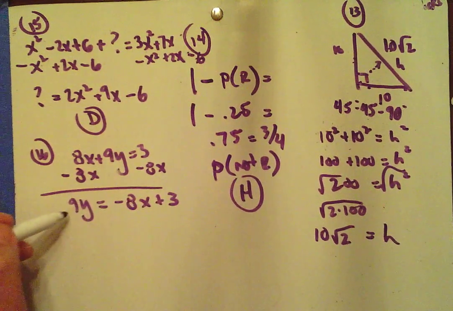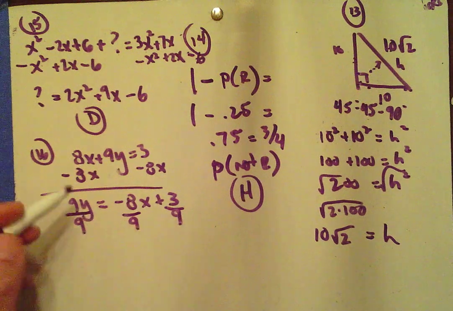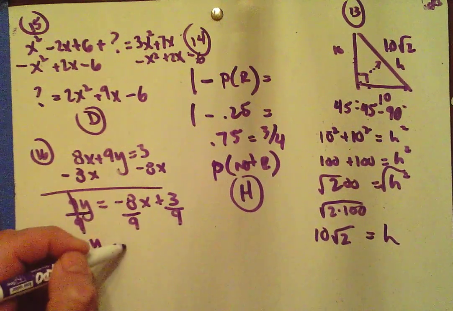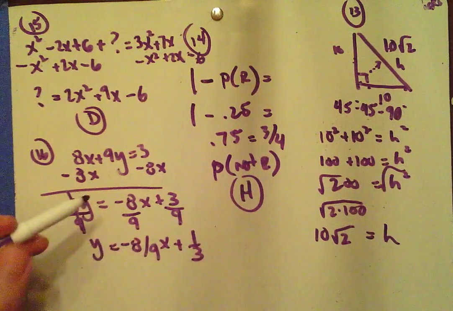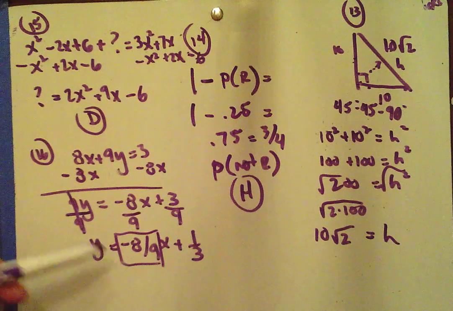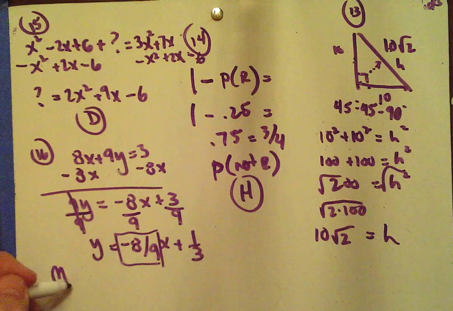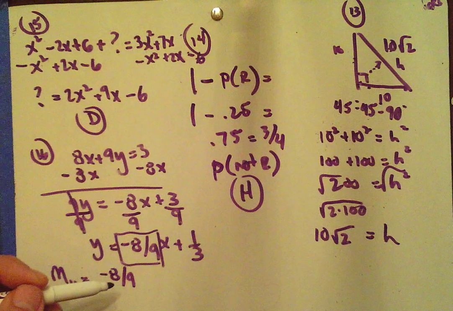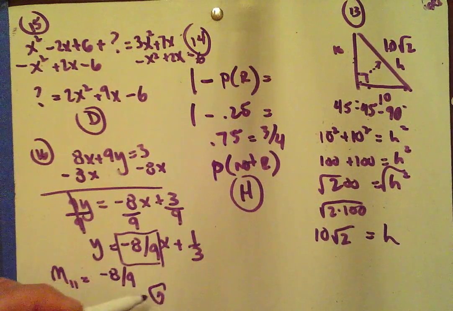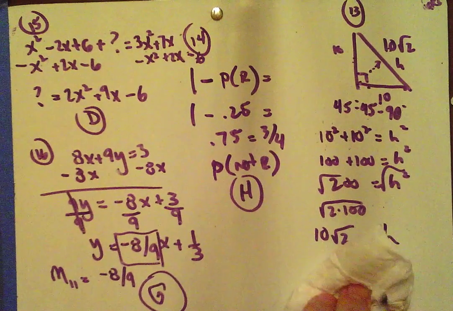And then, to get y by itself, I see there's this 9 attached to the y with multiplication. So let's divide by 9. Y equals negative 8/9 x plus 1/3. Well, here's the slope, negative 8/9, and we should remember that the slopes of parallel lines are the same, and so the slope of the parallel line here would be negative 8/9, which is choice G. Choice G for number 16. 17.